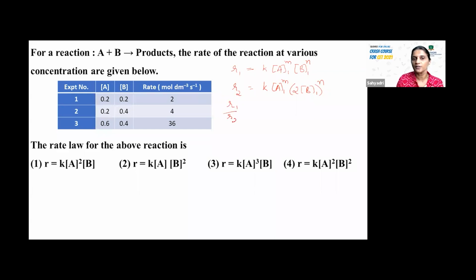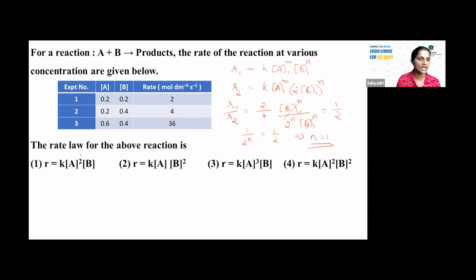R1 divided by R2. What is R1? Now you have to substitute the value because you have to get the values of M and N. Okay. So R1 was 2, R2 is 4. Then A1 to the power M gets cancelled, K gets cancelled. So what is remaining there is B1 to the power N over B2 to the power N, and this is equal to 2 by 4, which is 1 by 2. So 1 by 2 to the power N is equal to 1 by 2, which implies N is equal to 1. That means the order of the reaction with respect to B is 1.